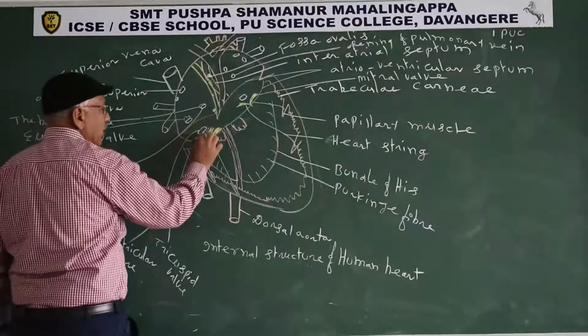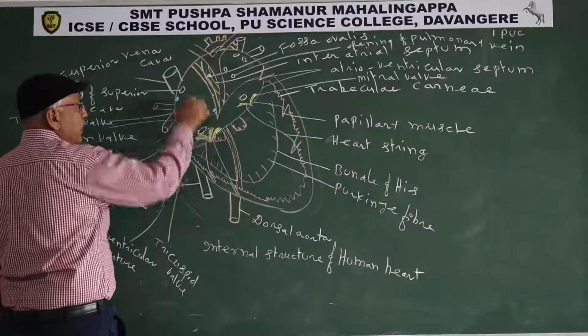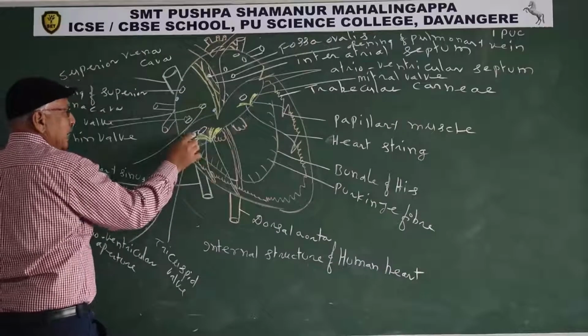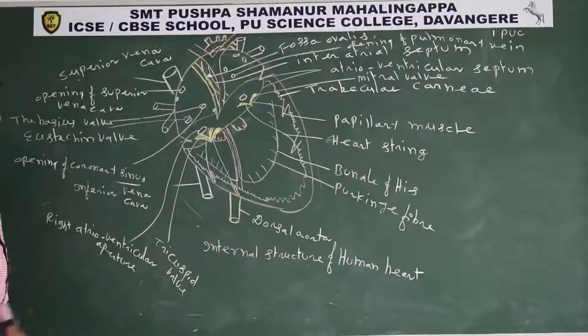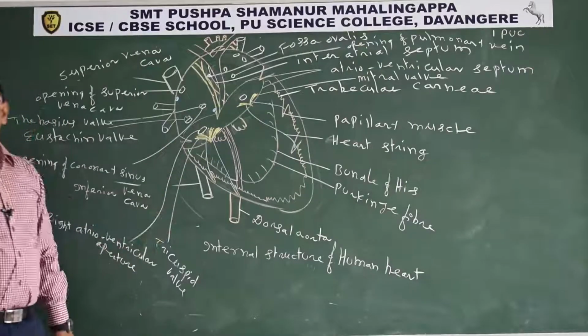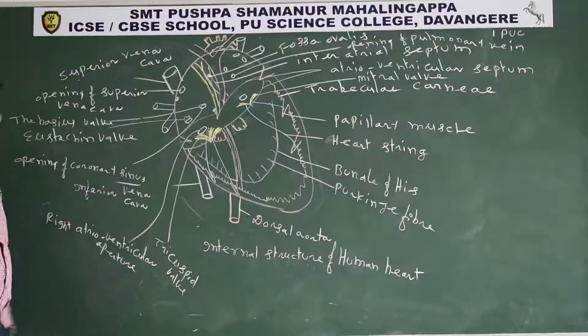The atria and ventricles are internally separated by a membrane known as the atrioventricular septum. The atrioventricular septum contains 2 openings. The opening between the right atrium and right ventricle is known as the right atrioventricular aperture. The right atrioventricular aperture is guarded by the tricuspid valve.